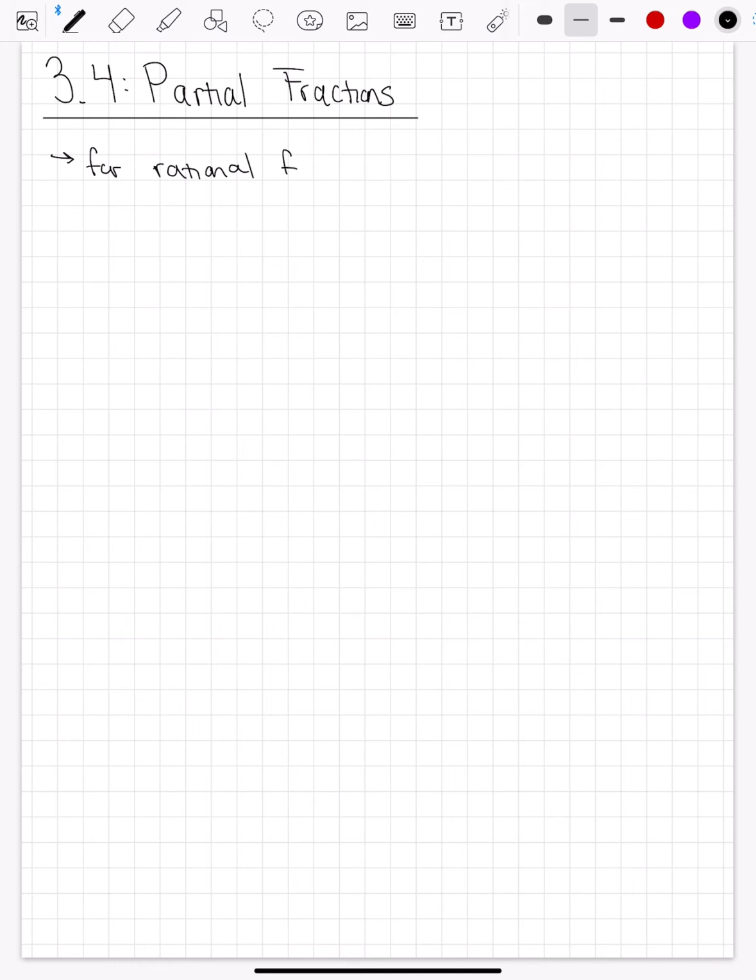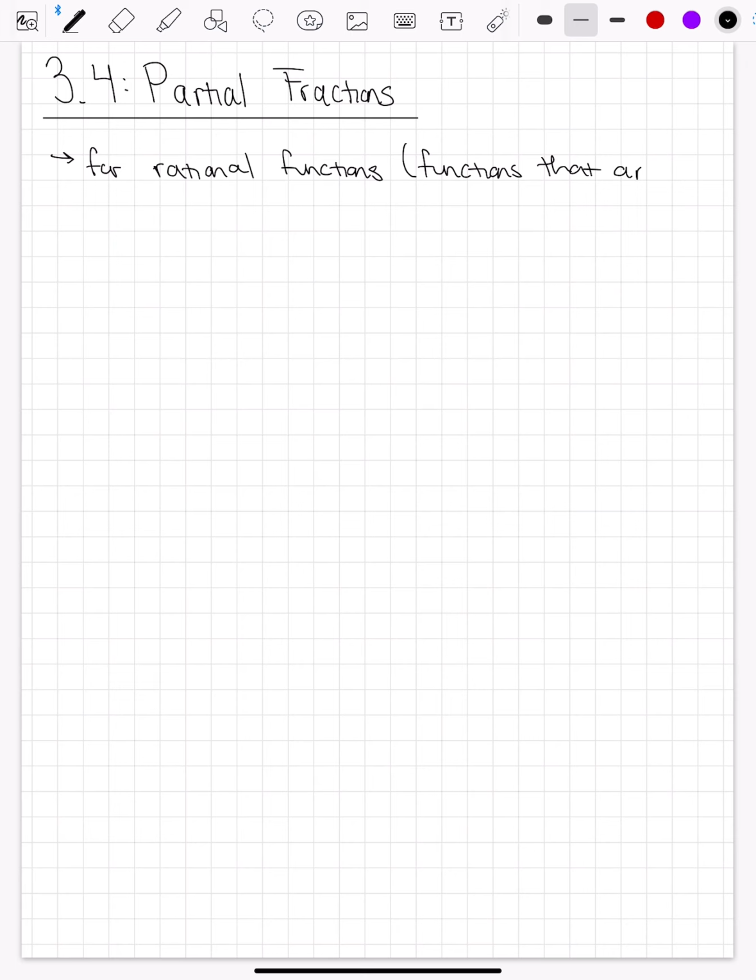In this video, we move on to section 3.4, which is partial fractions. And the name hints to the kind of integrals that this technique will solve. So the method of partial fractions is used for rational functions, right? And rational functions, we know, means functions that are fractions.